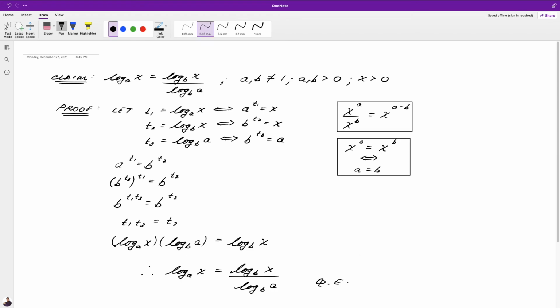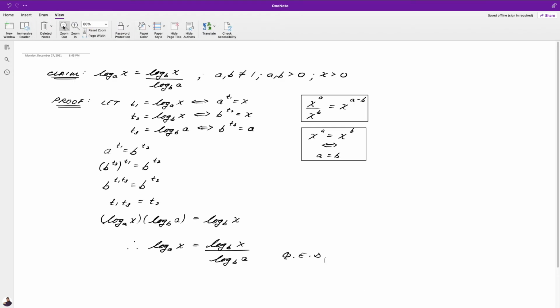Okay, we are done. Didn't actually need to use this property. I was thinking we might need to use it, but we didn't. We just ended up having to use the identity property, and that's it.